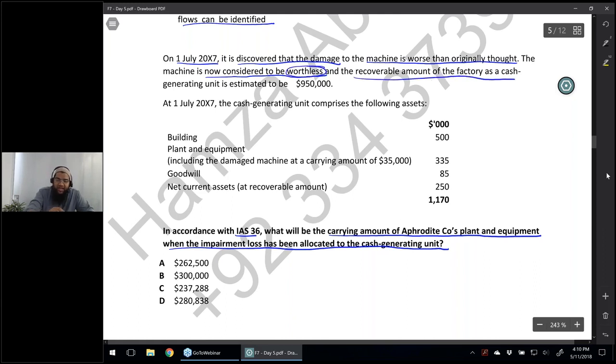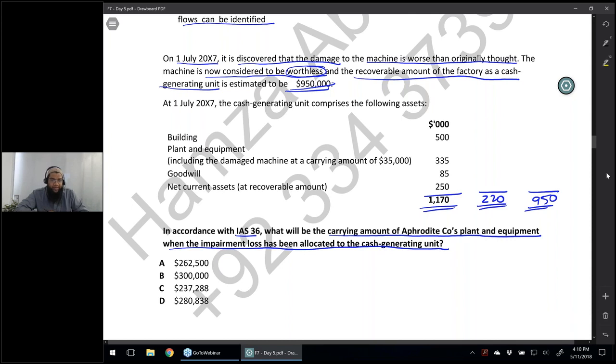The recoverable amount of the factory as a cash generating unit is estimated to be 950. So this is the carrying amount, and the recoverable amount is 950, which means that there will be a loss of 220: 1170 minus 950. Now first, we are going to record the loss of 35,000 in the plant and equipment. So plant and equipment will be left at 300. Apart from this machine, there are other plant and equipment as well. So we remove 35 from this, the asset which has been completely damaged and is worthless. So 35 is the loss taken to the machine, 85 taken to goodwill.